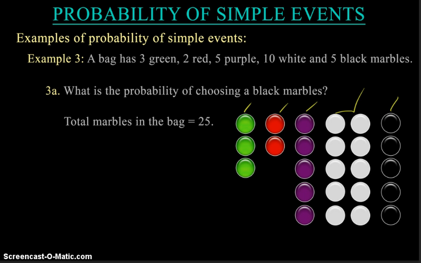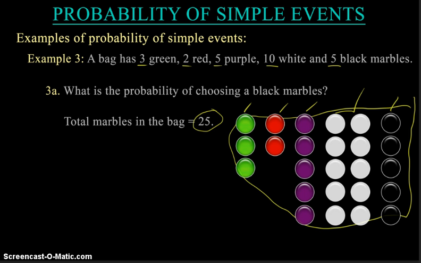So the total marbles in the bag is 25. That is 3 plus 2 plus 5 is 10, plus 10 is 20, plus 5 is 25. So this is the total number of marbles in the bag. So we have 25 marbles in the bag. Okay.